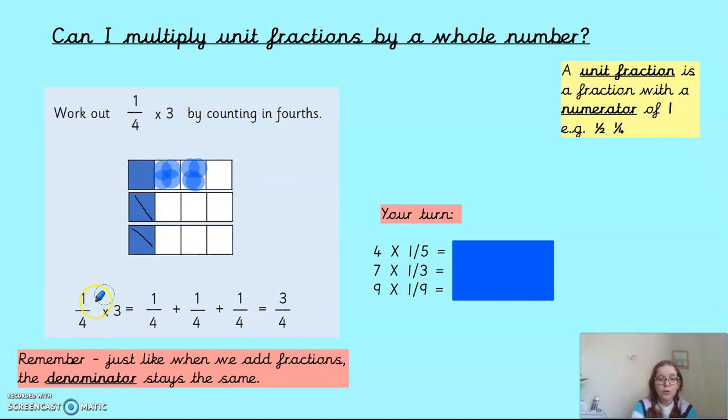So 1 quarter times 3 is the same as 1 quarter plus 1 quarter plus 1 quarter, which is equal to 3 quarters. Remember, just like when we are adding fractions, the denominator must stay the same. The denominator is not going to change.